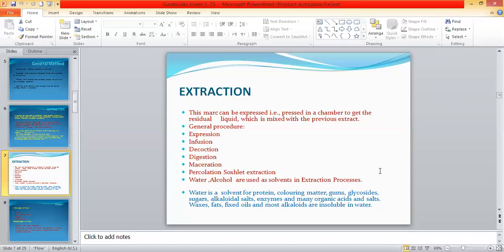And what is a filtrate? Filtrate is a liquid which has passed through a filter, and it is called filtrate.